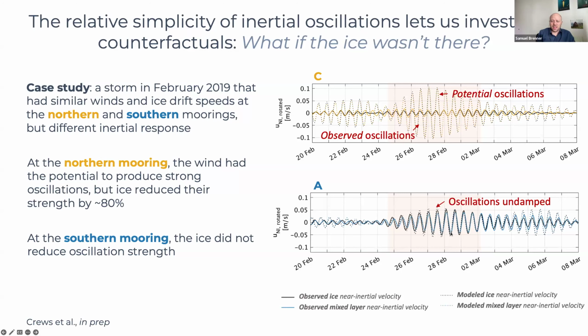But at the southern mooring, the ice didn't really have a major impact. You can barely see, but those same dotted lines are here in the background. But the observations of the inertial oscillations really closely match those dotted lines. So the oscillations were relatively undamped by the ice here.